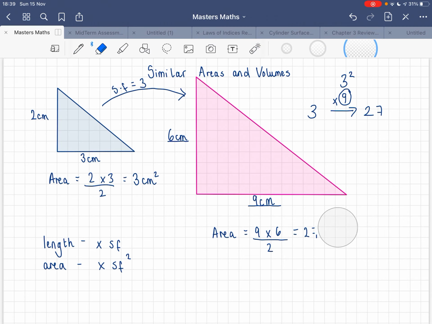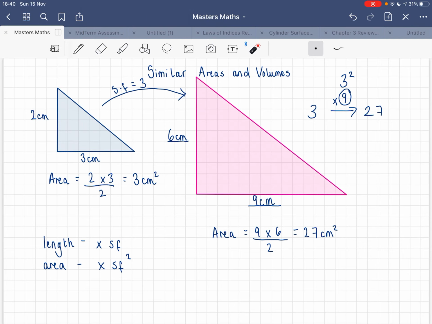Oh, I wrote cubed there. That should be squared. Centimeters squared. The units are squared. So it makes sense that the scale factor also has to be squared to enlarge the area.